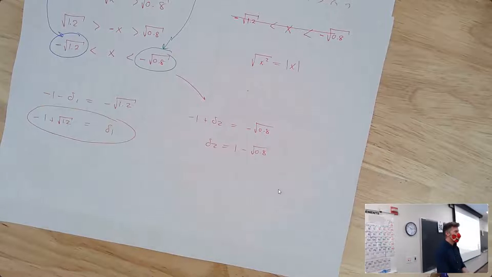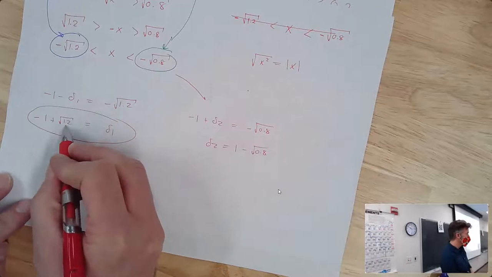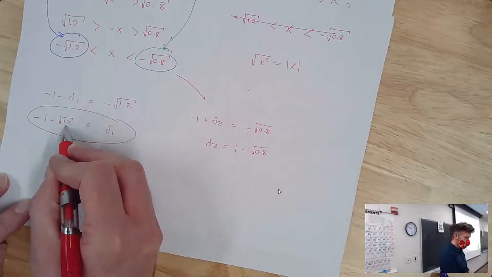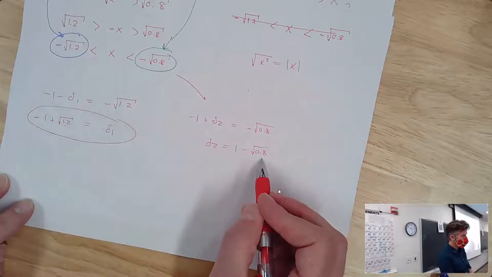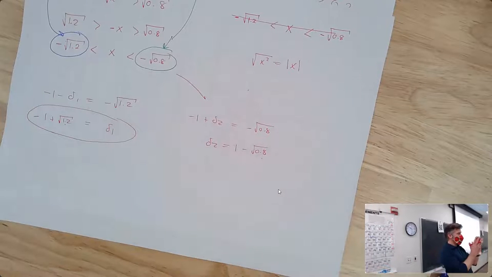Well, the square root function, as you go further to the right, grows more slowly. So I know that the difference between the square root of 1.2 and 1 is a smaller difference than the square root of 0.8 and 1. Because if I move 0.2 to the right, I'm going to get less vertical movement than if I move 0.2 to the left. Or you could just use a calculator, right? That is also a perfectly valid option.